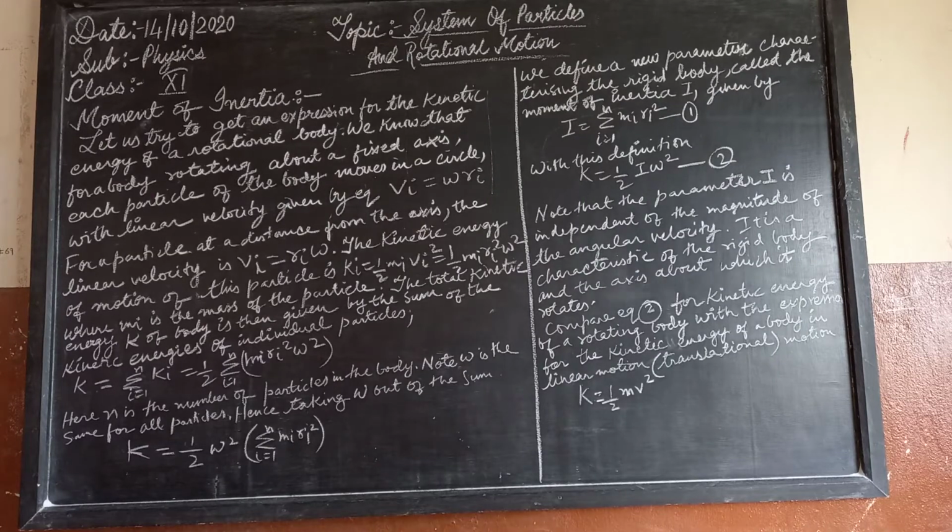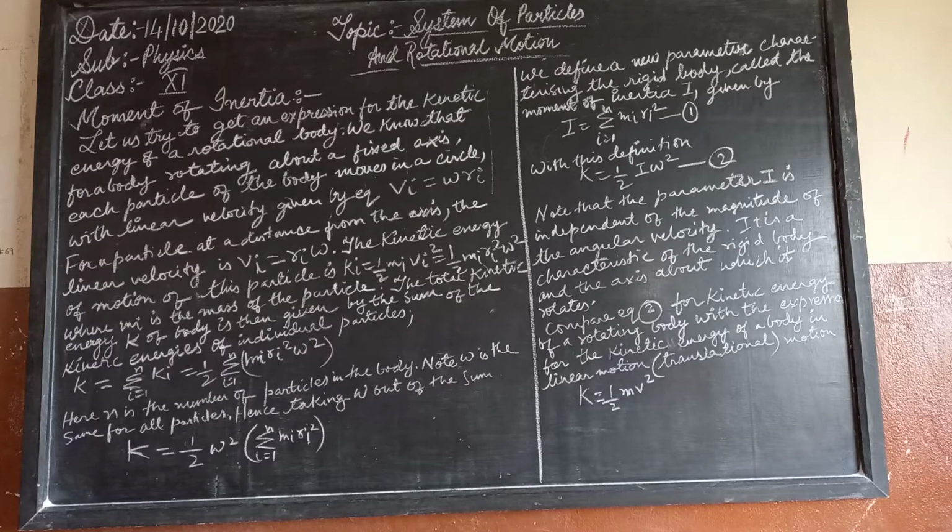Here n is the number of particles in the body, and omega is the same for all the particles, so omega will be taken out of the summation. So k equal to 1 by 2 omega square summation i equal to 1 to n m_i r_i square. We define a new parameter characterizing the rigid body called the moment of inertia I, given by I equal to sigma i equal to 1 to n m_i r_i square. This is the first equation. With this definition, k is equal to 1 by 2 I omega square. This is the second equation. Note that the parameter I is independent of the magnitude of the angular velocity. It is a characteristic of a rigid body and the axis about which it rotates.